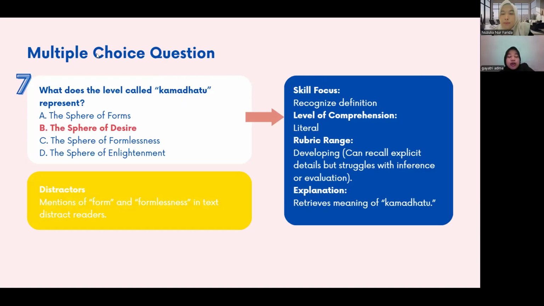Specific words that only appear in the text. And the skill focus here is to ask the students to recognize the definition of these specific words here. And it assesses the literal comprehension of students. And for this one, I also give some distractors here. For form and formlessness, it can distract the students.